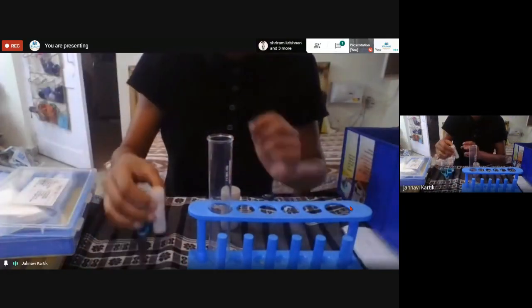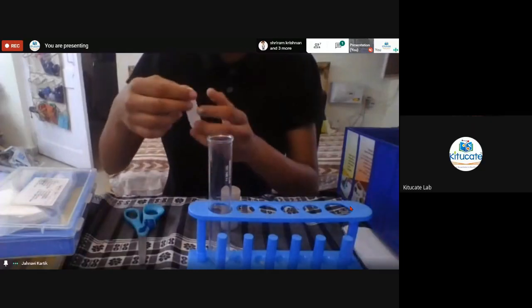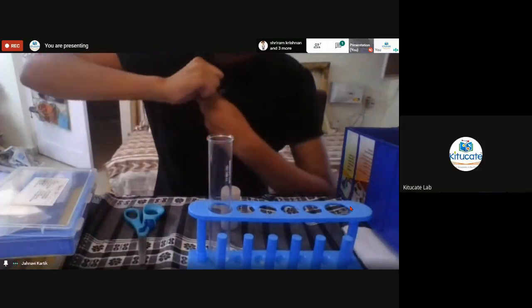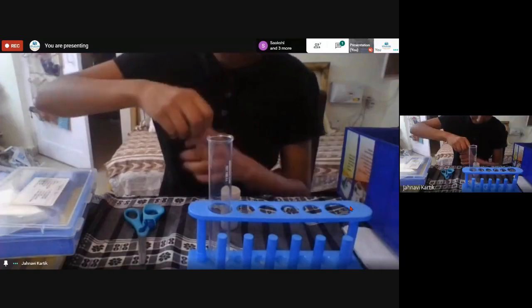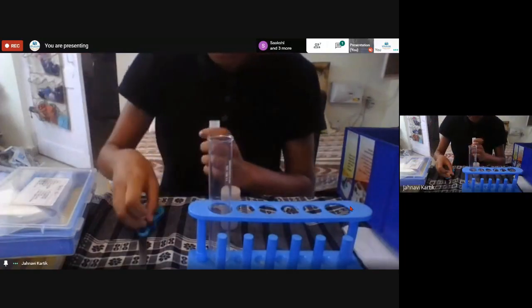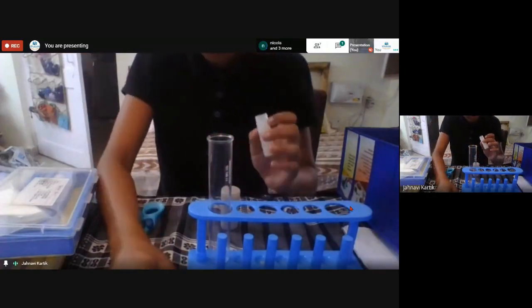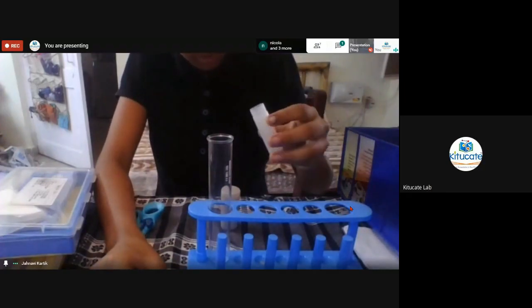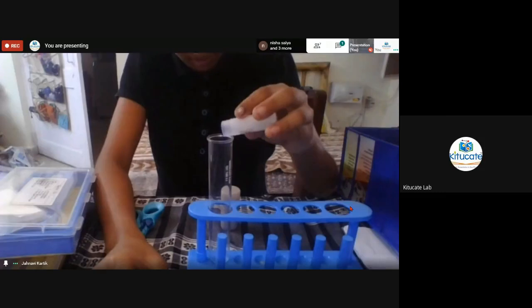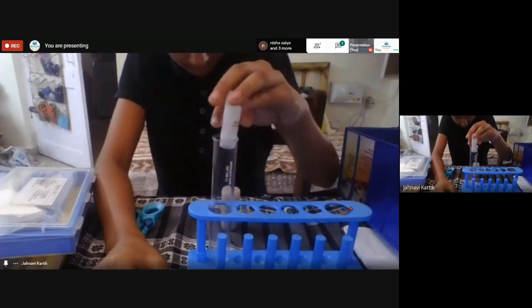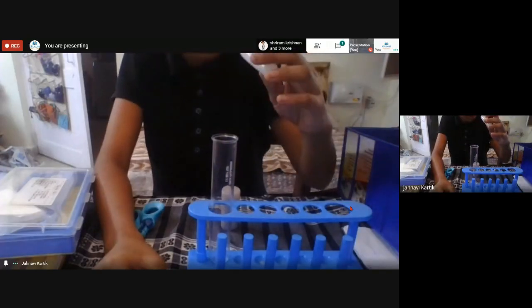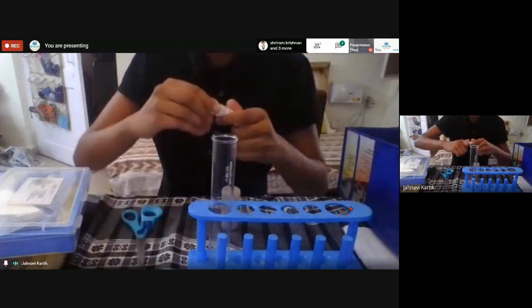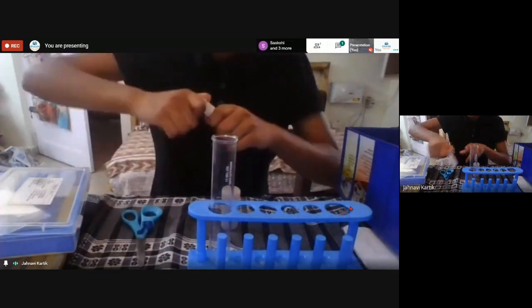Now I have to put the hydrochloric acid. Yeah, be careful with it. How much? So as to dip the copper wire. It should be dipped in the HCl. Wait, this one's empty. I'll just use the other one.